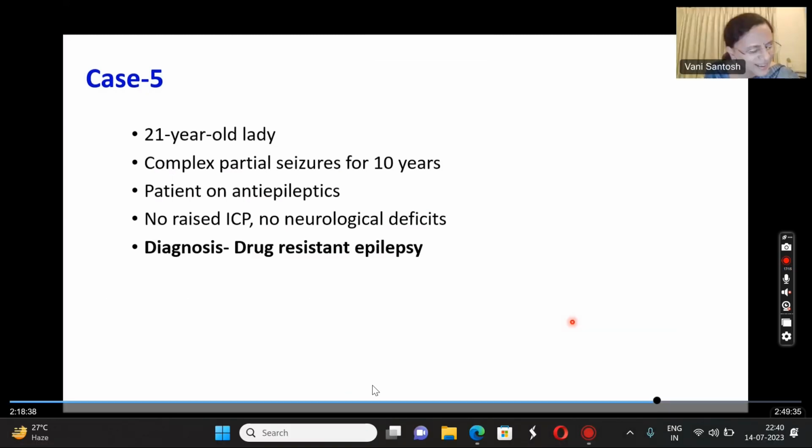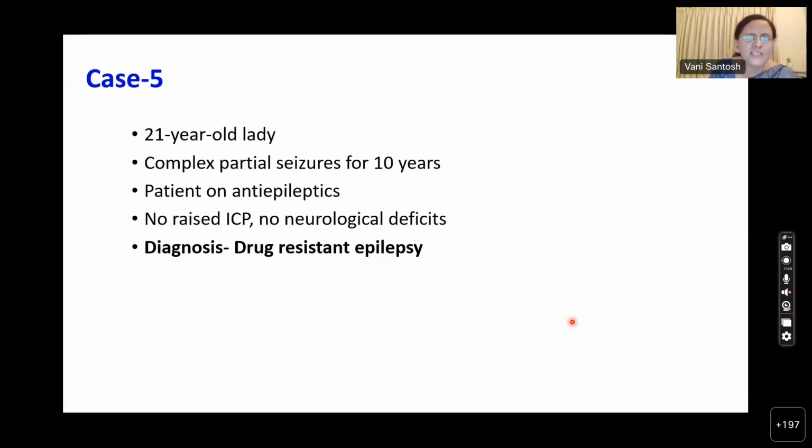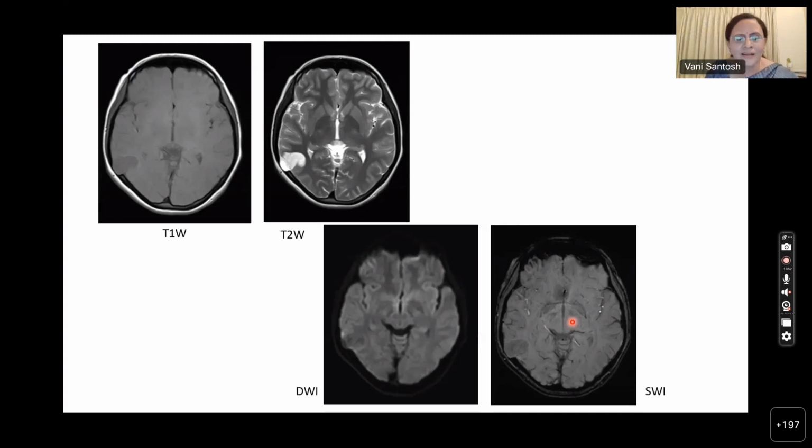So I'll ask maybe Akshpita, can you come back to this case? There's a 21-year-old lady who came to our epilepsy clinic. She had complex partial seizures for about 10 years. She was on anti-epileptics. She did not have any relief from her seizures, but she did not have any raised intracranial pressure. There were no neurological deficits, and she was diagnosed as drug-resistant epilepsy. So she has come to our epilepsy clinic for evaluation. And these are her scans.